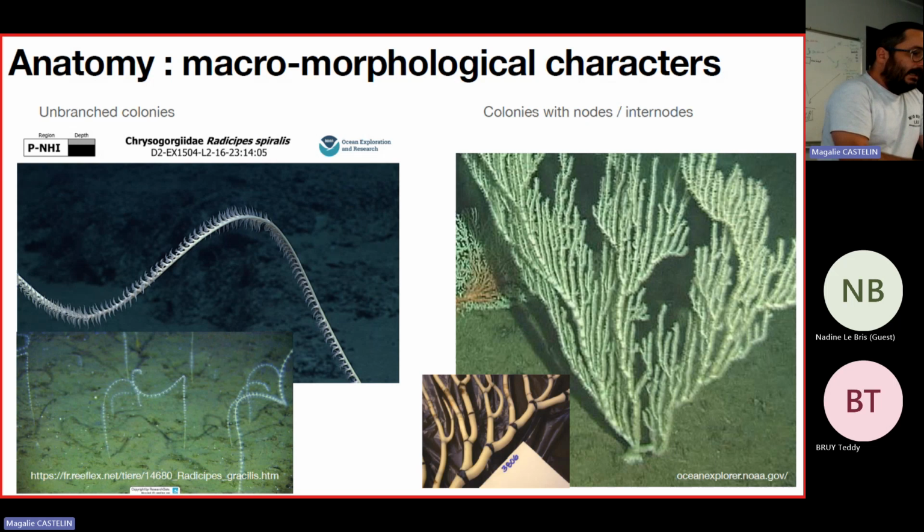Your colonies can be unbranched, so it's just one skeletal axis. Like this taxon, it's a chrysogorgiid, it's called Radicipes. Or it can be branching, and you can have nodes and internodes. So this is what we call a bamboo coral, because it has a strongly calcified internode and proteinaceous nodes. Okay, and this gives some flexibility to the gorgonian.